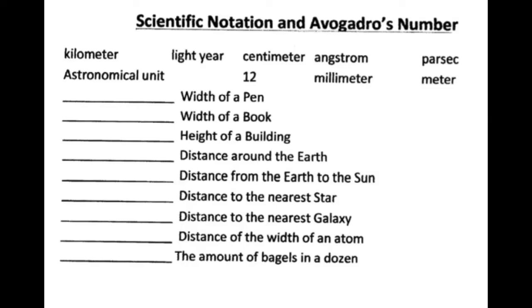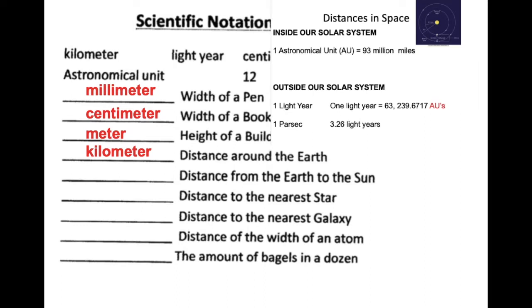Okay, so let's go through this. So the width of a pen, you would measure in a millimeter. The width of a book, in a centimeter. Height of a building would be in meters. You'd measure the distance around the Earth in kilometers. The distance from the Earth to the sun, this is some of the new things that we just learned, you would use an astronomical unit.